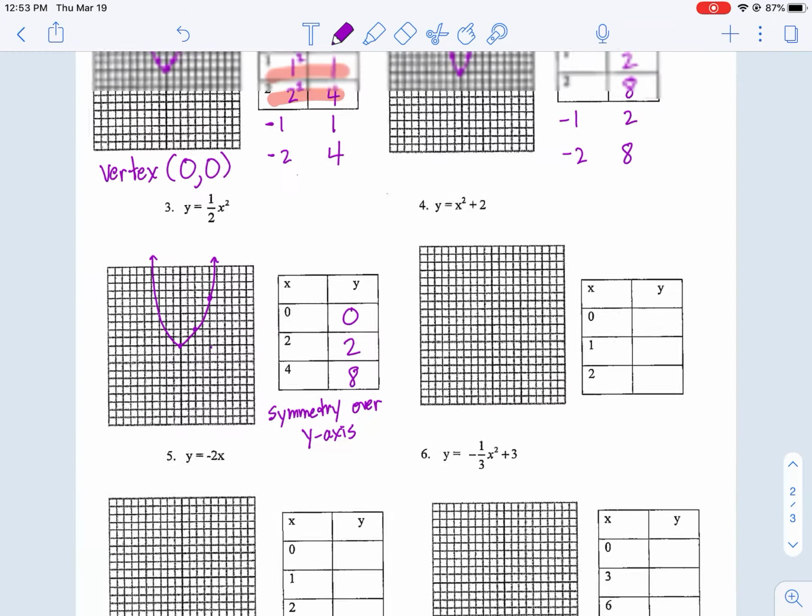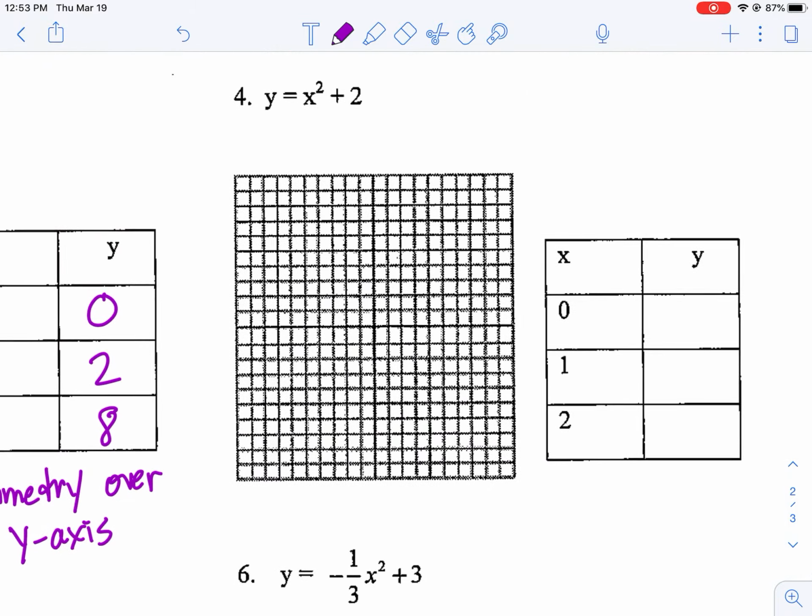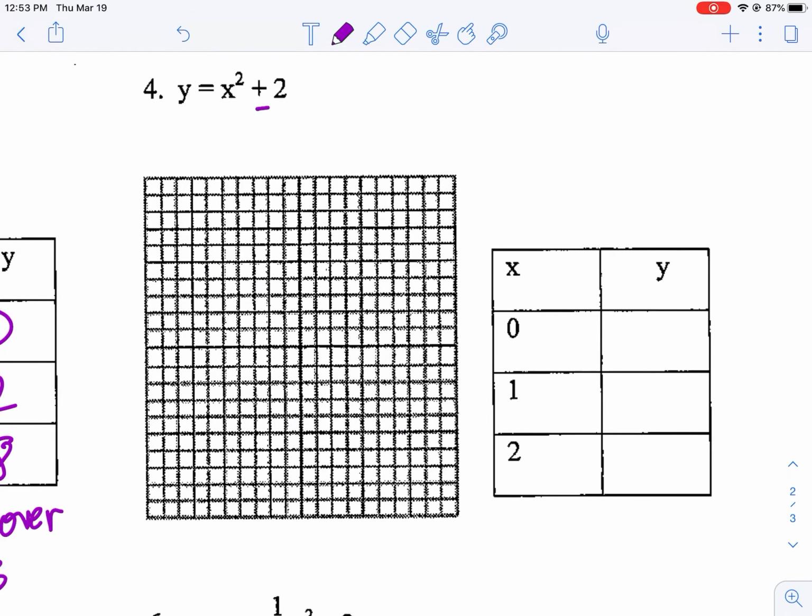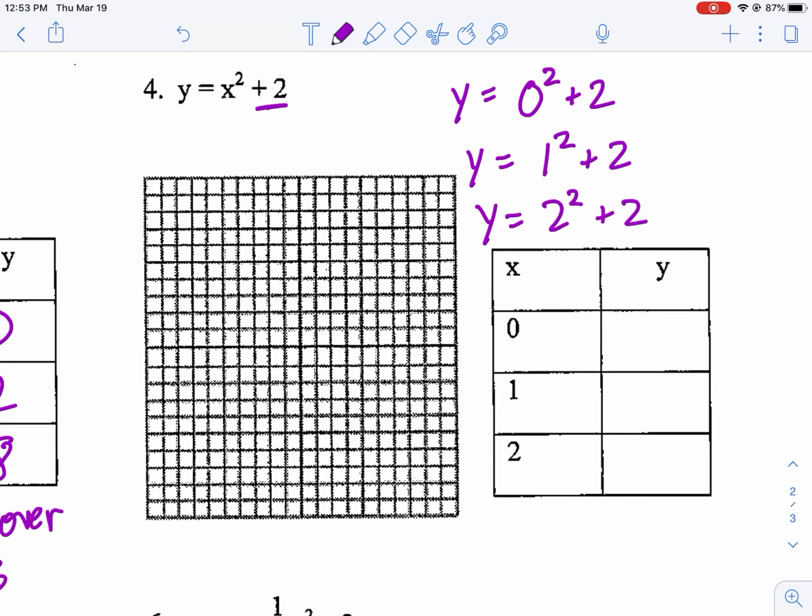Okay, number 4 looks a lot like your basic parabola. The only difference is we are adding 2. So let's see how this works out. I'm going to say y equals 0 squared plus 2. And then I'm going to have y equals 1 squared plus 2. Y equals 2 squared plus 2. So 0 squared is 0, plus 2 is 2. 1 squared is 1, plus 2 is 3. 2 squared is 4, plus 2 is 6.